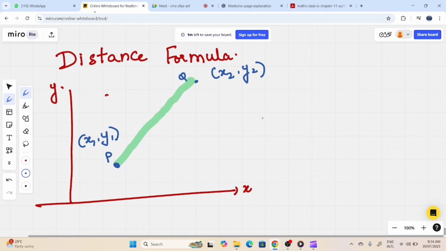So this is the coordinate. Now to understand, see here. If I draw a line like this, just understand, this is the distance, perpendicular distance from the y-axis.